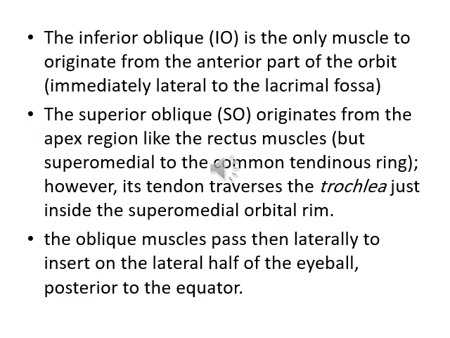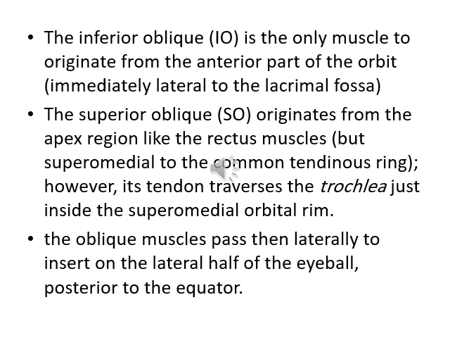Now we are discussing the oblique muscles. We have 2 obliques, inferior oblique and superior oblique. Inferior oblique is the only muscle to originate from the anterior part of the orbit, I mean adjacent to the orbital rim, just lateral to the lacrimal fossa, the fossa for the lacrimal sac. From this region, at the orbital rim, originates the inferior oblique muscle.